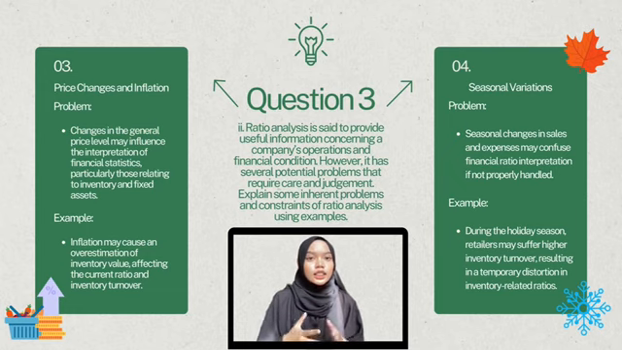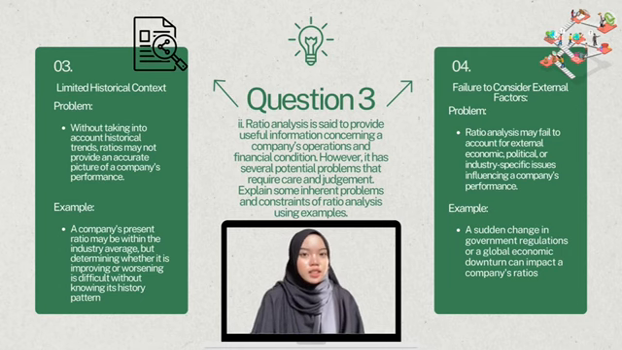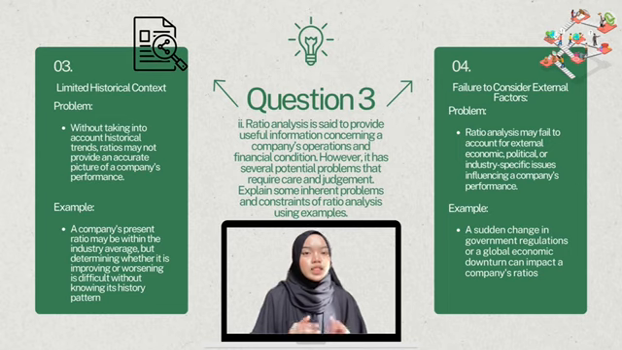Next is seasonal variation. Seasonal changes in the sales and expenses may confuse financial ratio interpretation if not properly handled. For example, during the holiday season, a retailer may suffer high inventory turnover, resulting in a temporary distortion in inventory-related ratios. Other than that, the limited historical context. Without taking into account historical trends, ratios may not provide an accurate picture of a company's performance. For example, a company's present ratio may be within the industry average, but determining whether it is improving or worsening is difficult without knowing its history pattern.